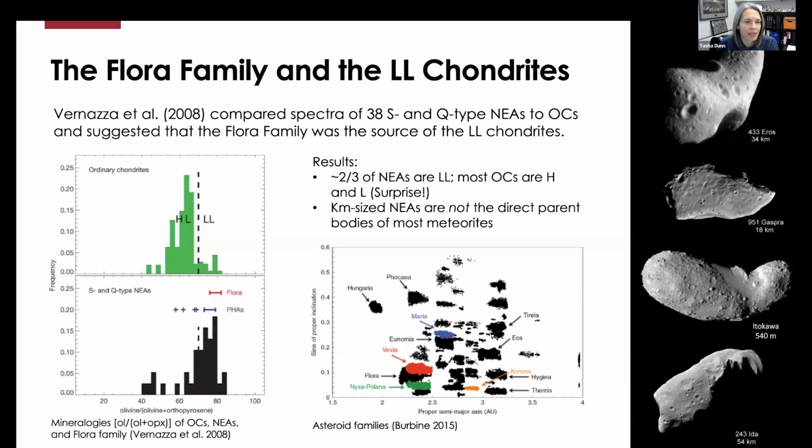But then what Vernaza also did in this study was they decided to look specifically at the Flora family, and the Flora family is an important family in the inner belt. It accounts for 15 to 20% of asteroids, and it also borders the B6 resonance. And so they suggested, based on location and composition and abundance, that the Flora family was the parent or the source for the LL chondrites. Next slide.